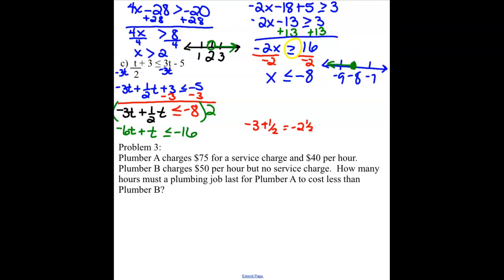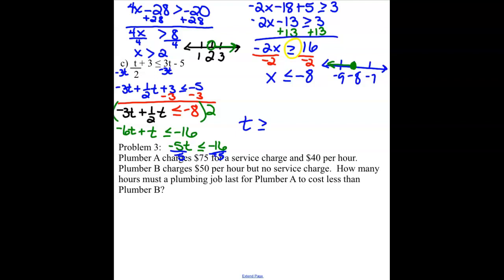I have negative 5t is less than or equal to negative 16. And once again, I am going to have to divide by a negative, in this case a negative 5. And because I'm dividing by a negative, my inequality is going to flip or reverse. So t, instead of less than or equal to, will be greater than or equal to.